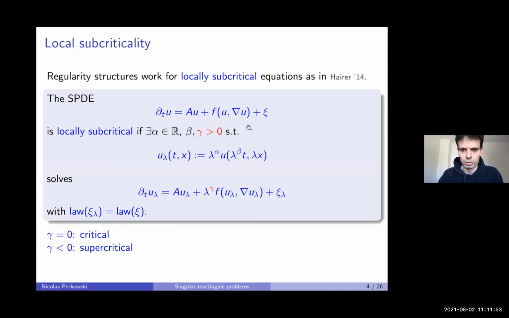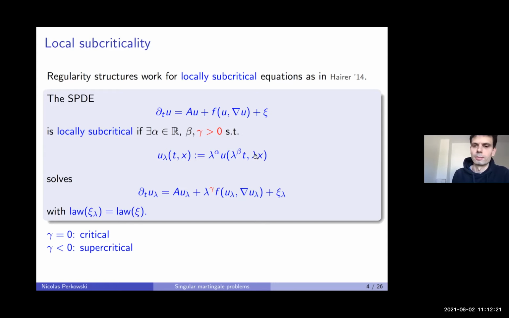So let's look at such an equation here. A is now some operator, xi is some noise, doesn't have to be white noise, or Laplacian, and f here is a nonlinearity. Then we say this equation is locally subcritical if there exist scaling exponents alpha, beta, gamma, such that if we scale space by lambda, and ultimately we're interested in understanding what's happening on small scales because we want to understand regularity.